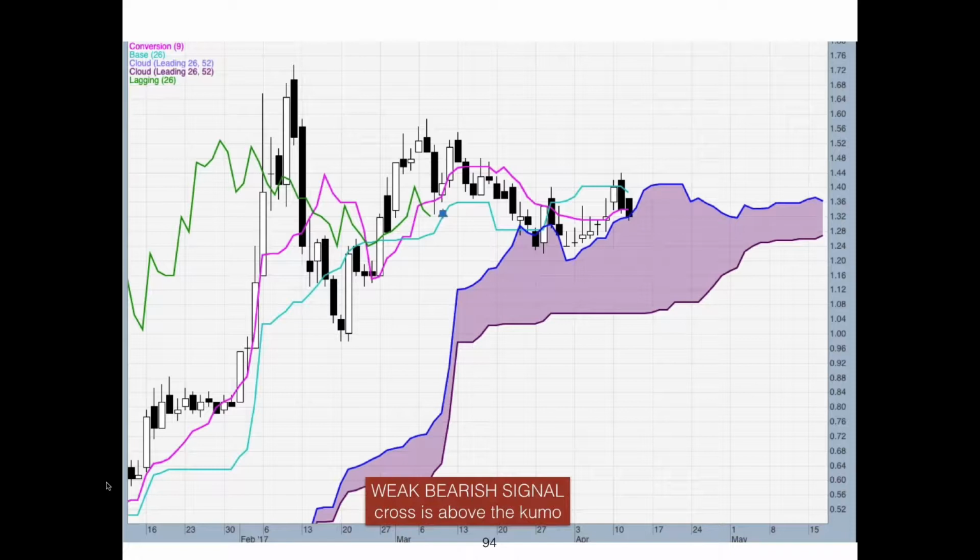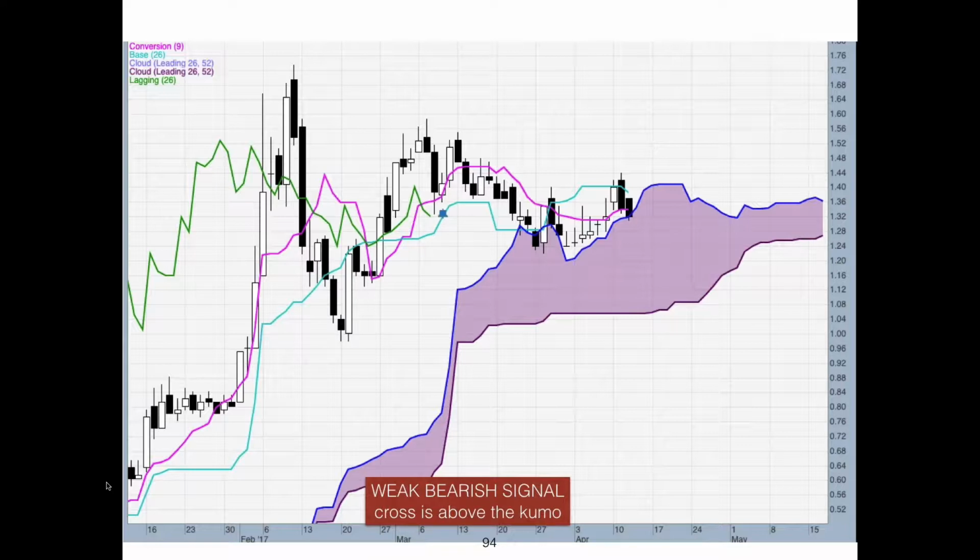Now, this is a weak bearish signal. It is produced if the Tenkan-sen crossover happens above the Kumo. In this chart, we see a bearish signal above the Kumo. This resulted in a sideways movement, but later on, prices were able to bounce above that Kumo.